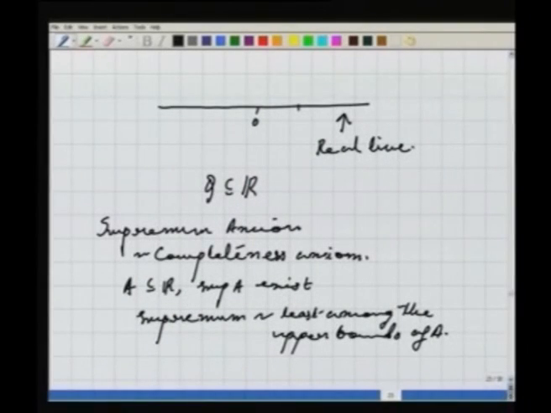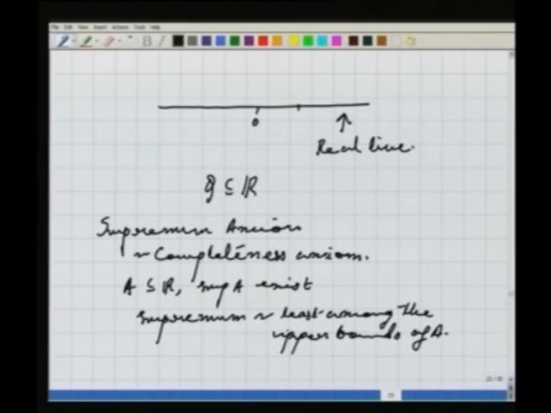The most fundamental among those properties which we have learned so far is the supremum axiom. It is also called the completeness axiom. What does it say? It says that if I take a subset A of R which is non-empty as well as bounded, then it has a supremum. And what is a supremum? Supremum is an upper bound of the set A, but it is the least among all the existing upper bounds.